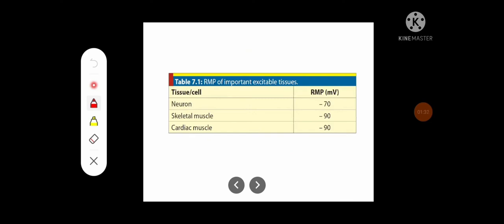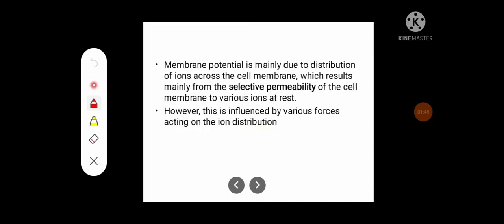This is the resting membrane potential of different excitable cells. In a neuron it is minus 70 millivolts, in skeletal muscle minus 90, and in cardiac muscle minus 90 millivolts. Membrane potential is mainly due to the distribution of ions across the cell membrane, which results mainly from the selective permeability of the cell membrane to various ions at rest. However, this is influenced by various forces acting on ion distribution.